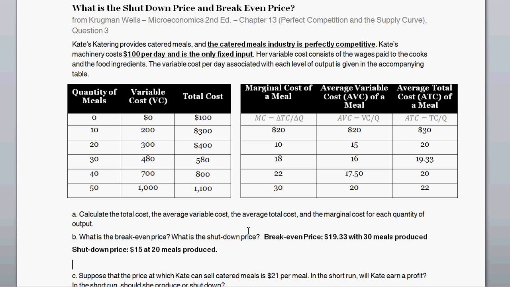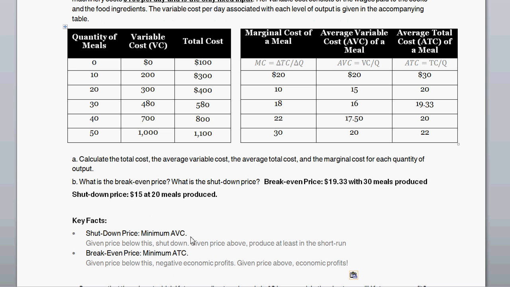Okay, so hopefully that was a helpful introduction to break-even and shutdown price. Let's go over the key facts that are useful to remember. Key fact number one is, what is the shutdown price? The shutdown price is the minimum average variable cost. So given a price below this, the firm's going to choose to shut down. Given a price above it, the firm's going to produce at the very least in the short run, right? The break-even price is the minimum average total cost. If the market price is below that break-even price, then the firm's going to make negative economic profits. Given a price above the break-even price, then the firm's going to make economic profits.